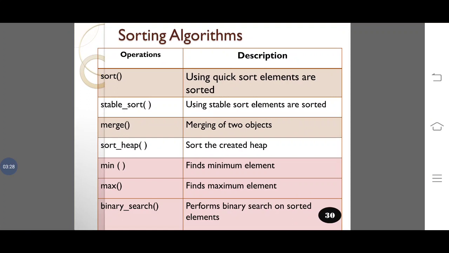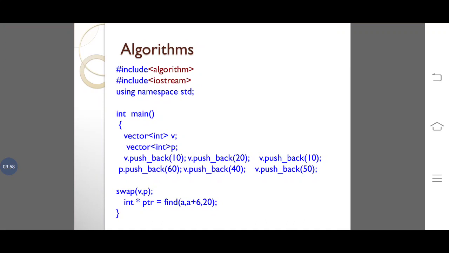The third category is searching and sorting, like the sort function, which uses quick sort to sort elements, because quick sort is considered to be the best algorithm. Then you have make heap, merge, sort heap, min which finds the minimum element, and max which finds the maximum element. Then there is a function directly available for binary_search, that is a binary search on sorted elements. Now we'll see an example of all these functions, and we'll come to set operations, or set algorithms, further.